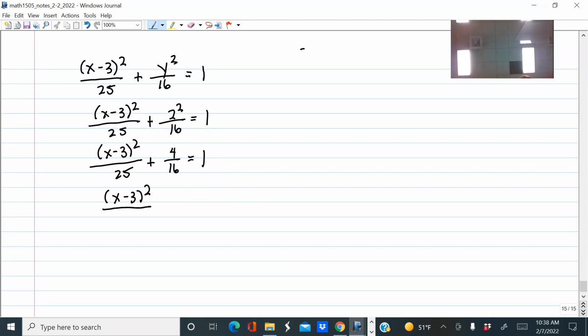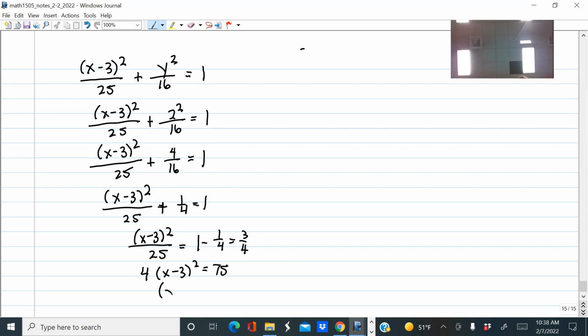(x minus 3) squared over 25 plus, this is 1/4, is equal to 1. So subtract 1/4 from both sides. So you get (x minus 3) squared over 25 equal to 1 minus 1/4, which is 3/4. But now you can cross multiply again, if you want to. So we get 4 times (x minus 3) squared is equal to 75. See, I took 4 times (x minus 3) squared, this numerator times this denominator, and then 3 times 25, right?